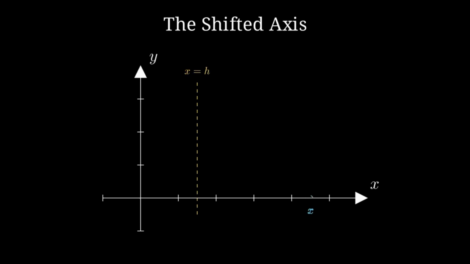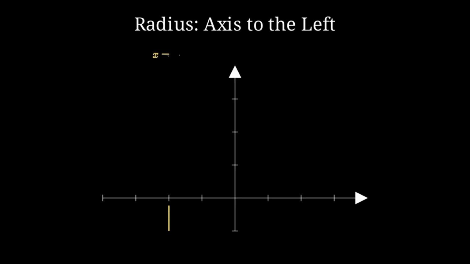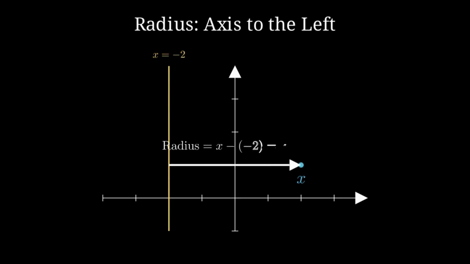If we rotate around a line x equals h, the radius is no longer just x. It is the horizontal distance between our slice at x and our axis of rotation at h. We calculate this distance by subtracting the smaller value from the larger value. If the axis of rotation is to the left of the region, say at x equals -2, the radius is x minus -2, which simplifies to x plus 2. The radius increases as we move further right into the region.